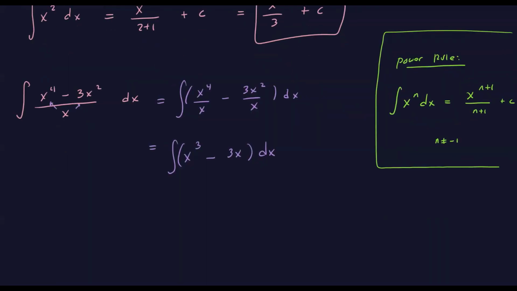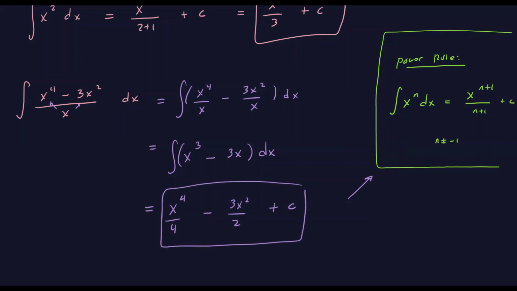Now we take the antiderivative of each of these functions using that power rule. So for x cubed, that is x to the 4th divided by 4 minus, for 3x, it's going to be 3x squared divided by 2. So I use this rule here. I add 1 to the power, same power goes on the denominator. Because this is indefinite, I tag along plus a constant. So that's the antiderivative of this function, or the integral of this function.